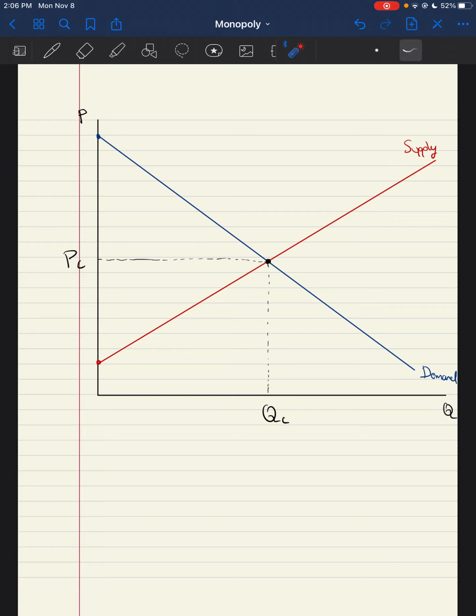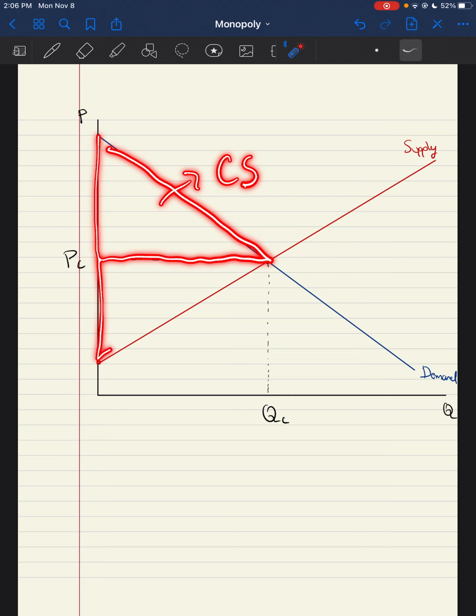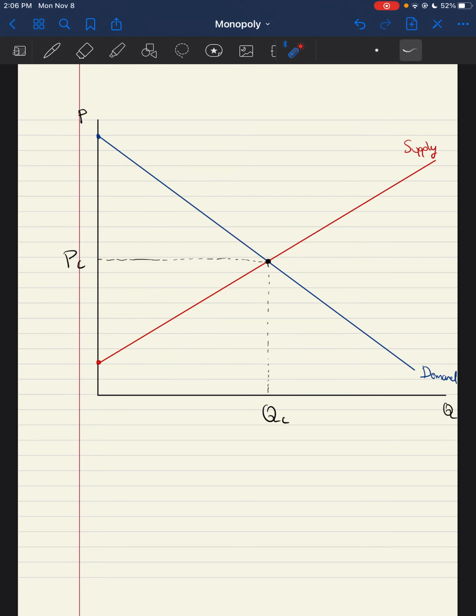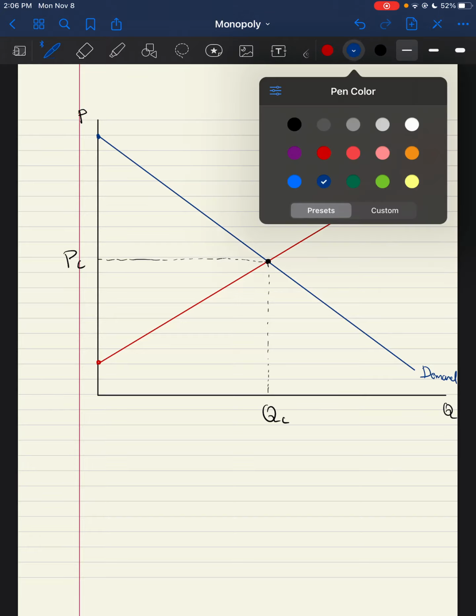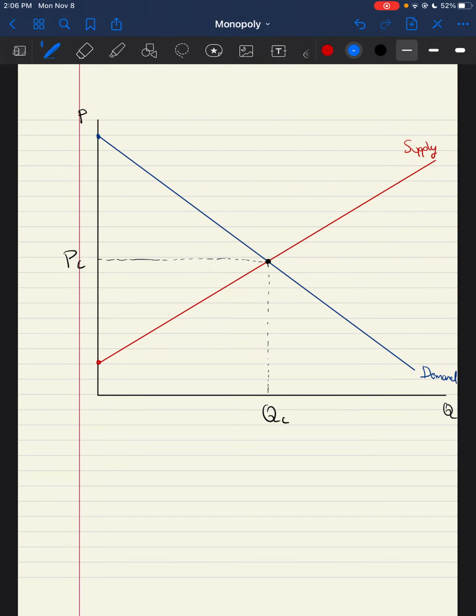Okay, and we know that when we're in equilibrium, in perfect competition, our surplus is maximized, right? Our total economic surplus is maximized. So this triangle here gives us our consumer surplus, and then this bottom triangle here gives us our producer surplus, right? So both these together are maximized. Okay, so now let's assume we now have a monopoly.